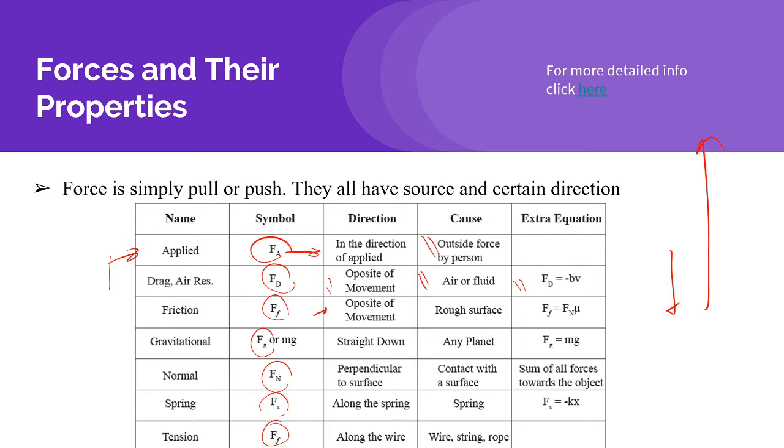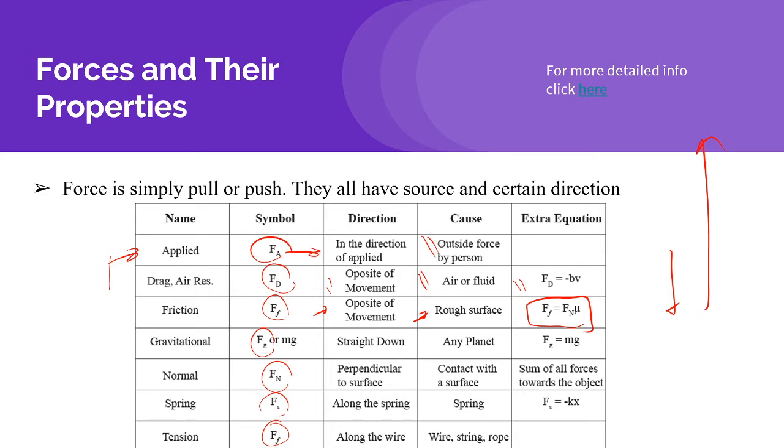Friction force is also an opposing force, so it's going to go against the movement. And when can we say that there's friction? First, it might be stated, or if they say rough surface, then we know that there is friction in the system. Friction force is going to have an extra equation, which is normal times mu, where mu is the coefficient of friction.